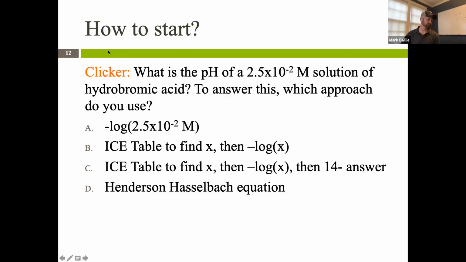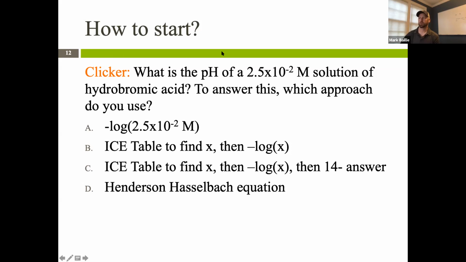Okay, I'm looking at the time. We're at 7:10. Let's do the same exact type of question here. Let's look at a solution of hydrobromic acid. We have the concentration. Which approach would you use? Couple more seconds. And closing out.